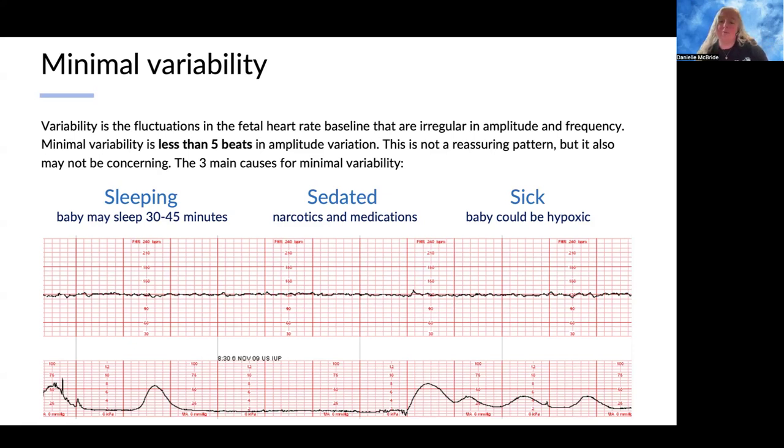We could, though, also have a baby that is hypoxic. When babies become hypoxic, their variability decreases. So for minimal variability, we think about the three S's: sleeping, sedated, or sick. And I don't know which, so I might give it half an hour. If I'm not seeing late decelerations, which we discussed in another video, maybe the baby's asleep and I'll give it some time. Also, if I know that mom is receiving medications that have a sedative effect on mom, it can also have a sedative effect on baby. But if I have a tracing that is showing minimal variability for an extended period of time, I'm concerned then that the baby could be hypoxic.